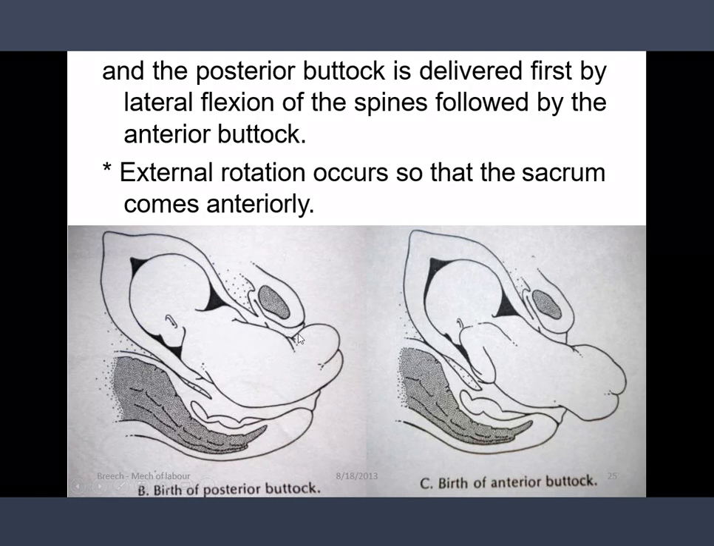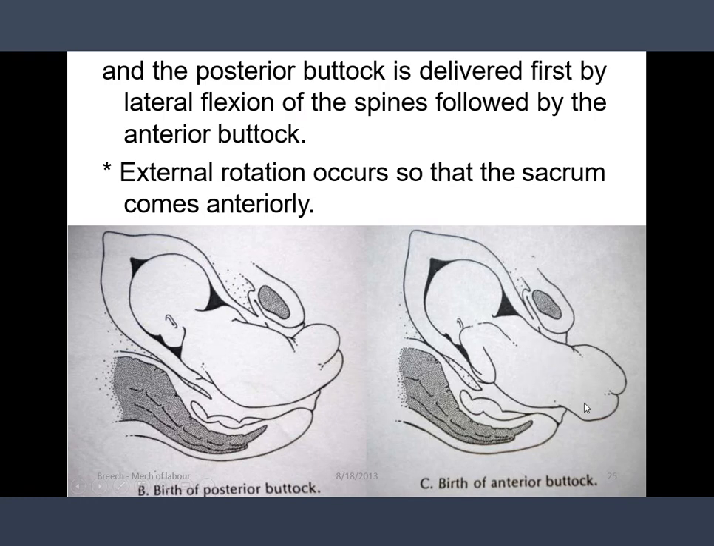Okay. So after descent and internal rotation, there will be further descent. The anterior buttock will hinge on the pubic symphysis and the posterior buttock is the first part delivered. So the posterior buttock will deliver by lateral flexion, followed by the anterior buttock. So remember, buttocks are delivered by lateral flexion. The head is delivered by extension. Here the buttocks are delivered, followed by the trunk.